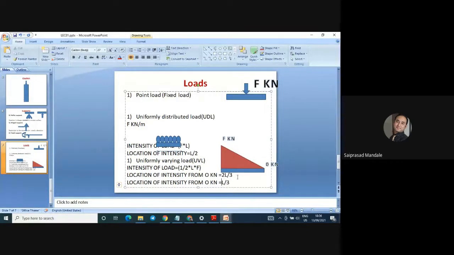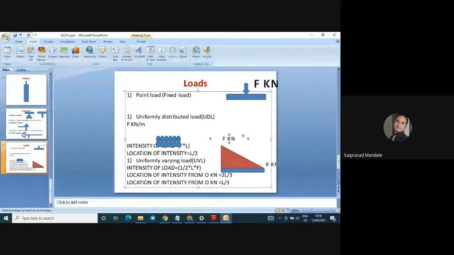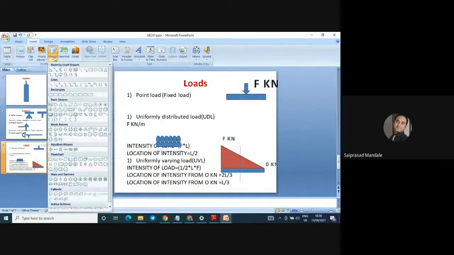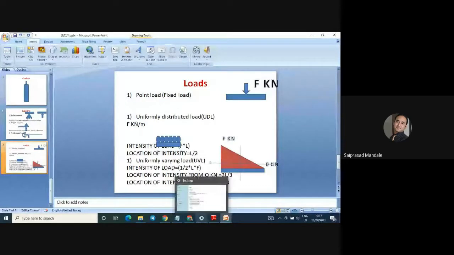It is nothing but the location of the centroid. Location of centroid means if we need to balance this structural member, there would be a CG somewhere here. The distance of that CG from the left-hand side is 2L by 3 and from the right-hand side it is L by 3. It is the point where the whole mass of the body is supposed to be concentrated.